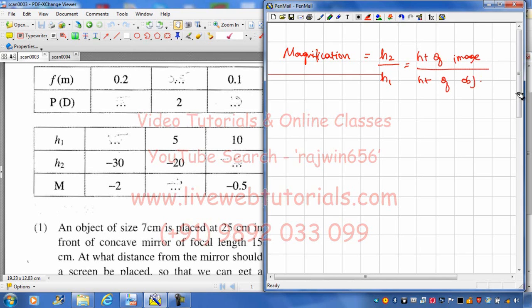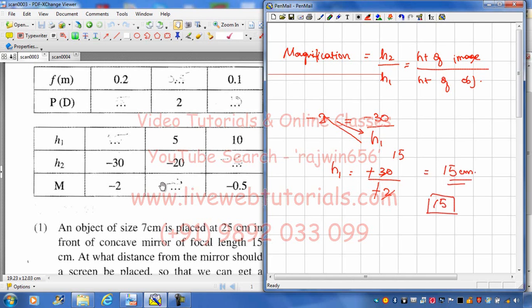Okay. Now in the first case, magnification is -2. That is equal to H2 is -30 divided by H1, which is what we are supposed to find. You can bring this H1 up. You can bring this -2 down. So therefore I am going to get here H1 is equal to -30 divided by -2. Minus sign will get cut. 2 will go with 15. So here the height of the object, that is H1, is 15.